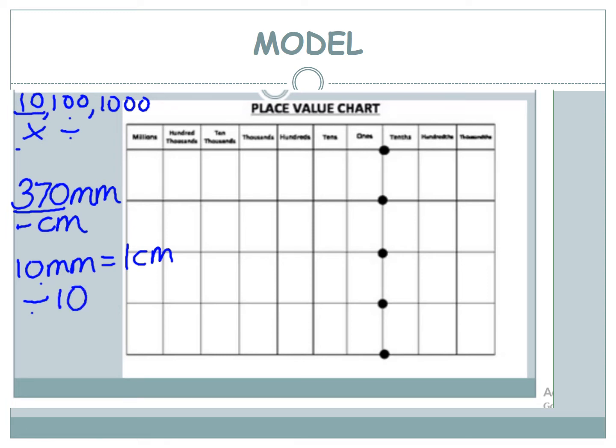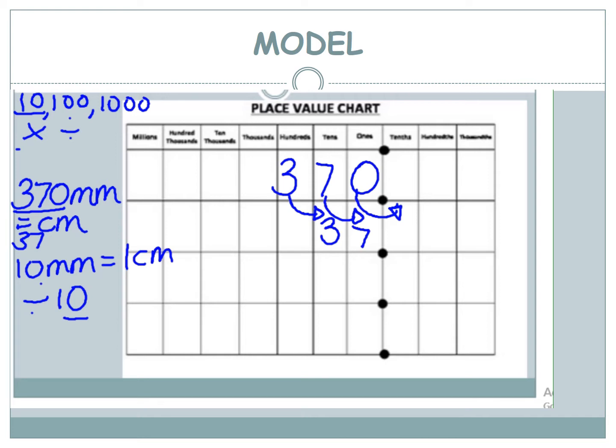So 370 goes into our place value chart, and we are dividing everything by 10, which is one space to the right. We're making the numbers smaller. So everything shifts one space. 7 into the ones, 3 into the tens. So that would be 37. So 370 millimetres equals 37 centimetres. So really, you're just doing 370 divided by 10, which I know you can all do.